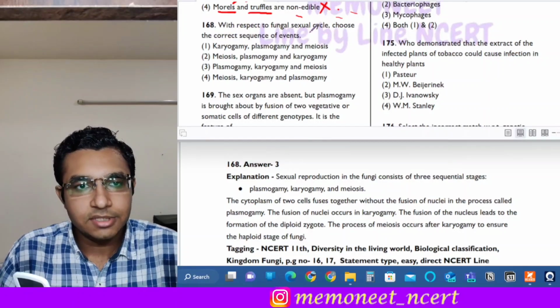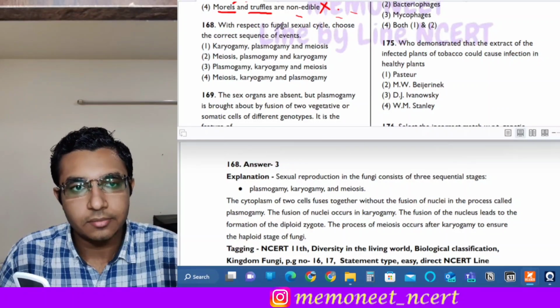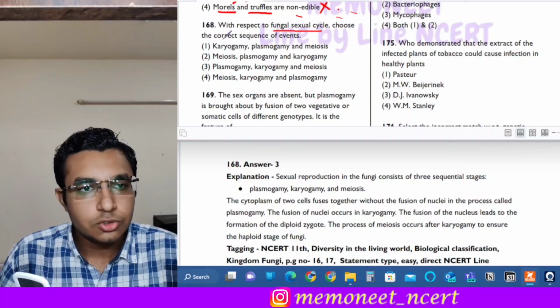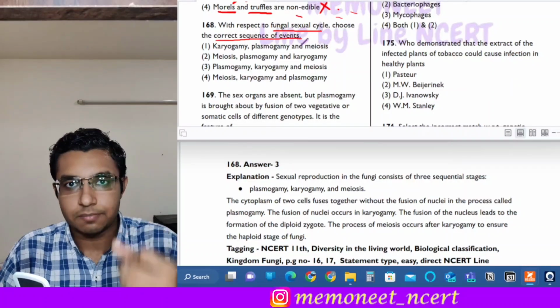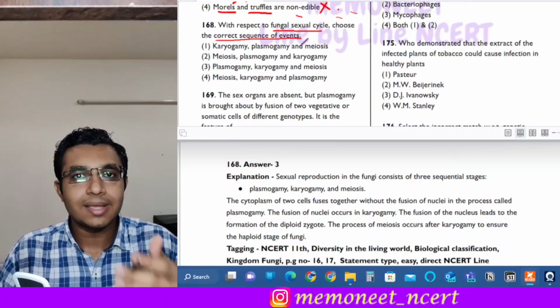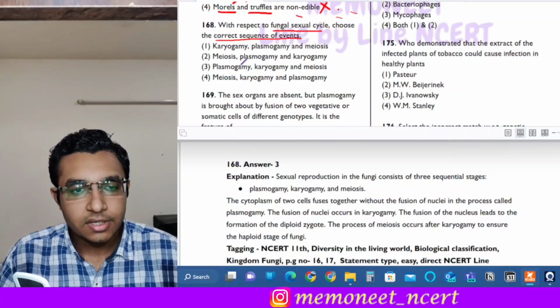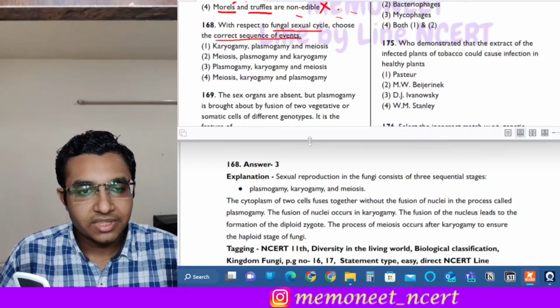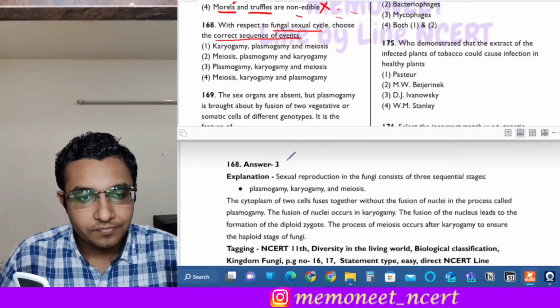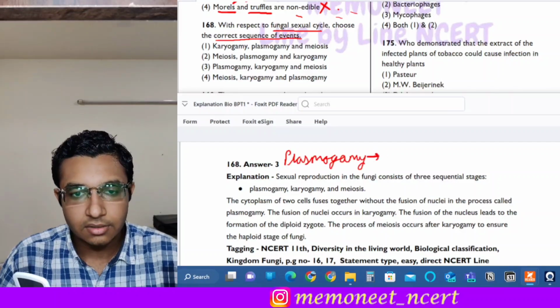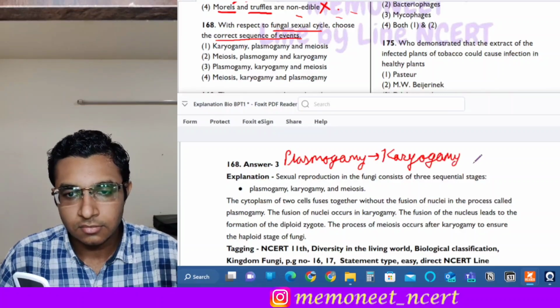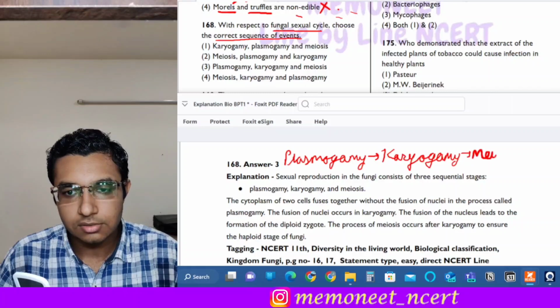It states that with respect to the fungal sexual cycle, choose the correct sequence of events. Now see, we have seen the fungal sexual cycle, the steps. So the question is asking what steps occur during the fungal sexual cycle. Now see, the first step, as you know, is plasmogamy. Then there occurs karyogamy, and then after that occurs meiosis.